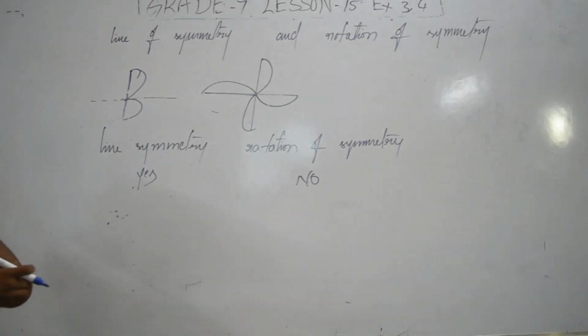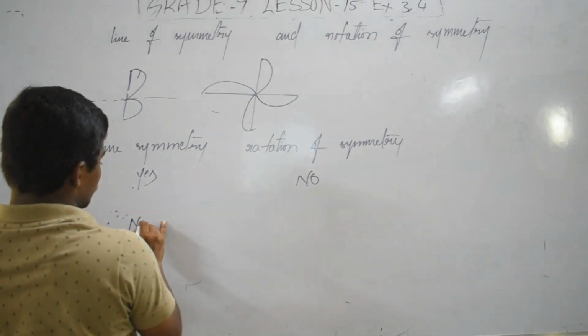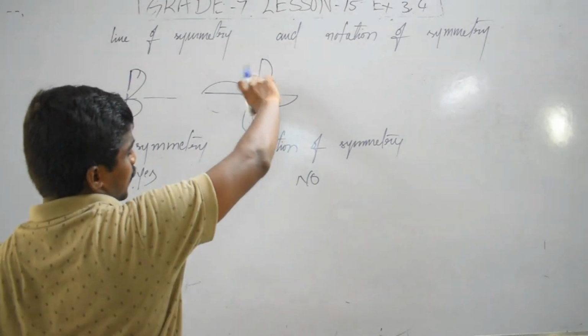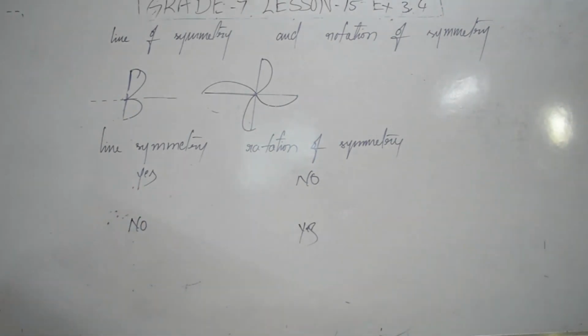Here is a line of symmetry possible or no? See, we have turned this, it is no. Line of symmetry is not possible. But the rotation of symmetry is 90 degrees. Yes. So some pictures have no line of symmetry, some pictures have no rotation of symmetry. So write both, and we are going to exercise 3-4.